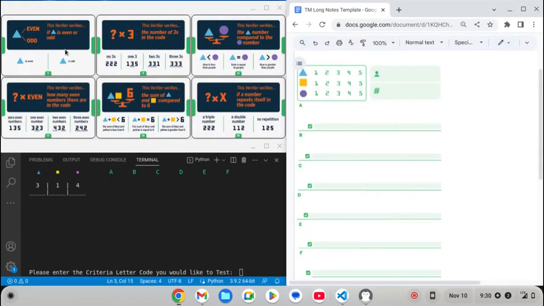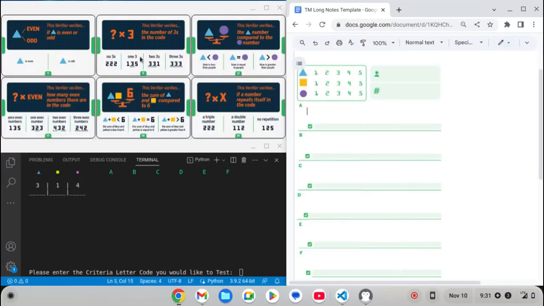So in the grid above, we've got our 6 criteria cards. On the top row, we've got criteria card A, criteria card B, and criteria card C. On the bottom row, we've got criteria card D, criteria card E, and finally criteria card F. So criteria card A takes a look at our first digit, the triangle digit, and the Turing machine will let us know whether its value is an even digit or an odd digit.